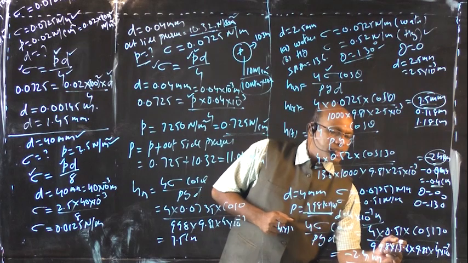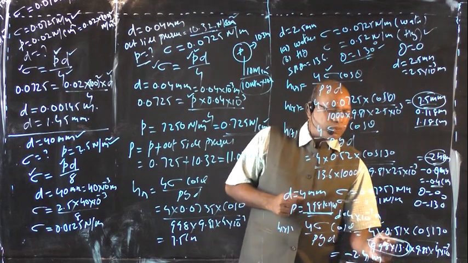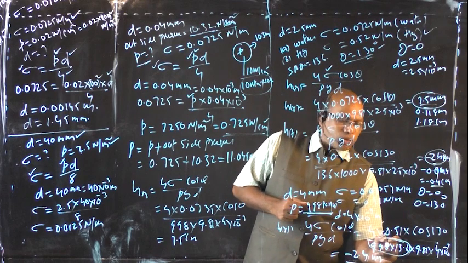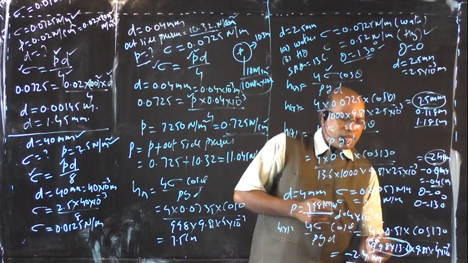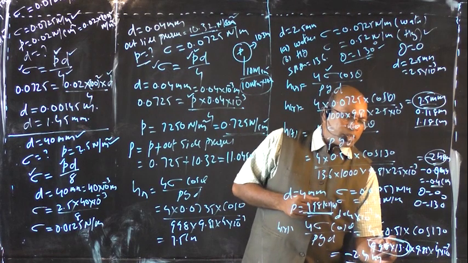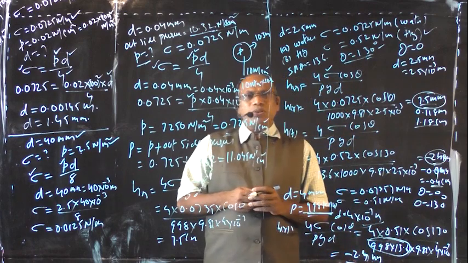The only difference is that in the earlier problem we took 1000 into 13.6, the standard liquid density of 1000 kg per meter cube. Here, at 20 degrees temperature, the density is given as 998 kg per meter cube. Therefore 998 into 13.6. Right, thank you one and all.